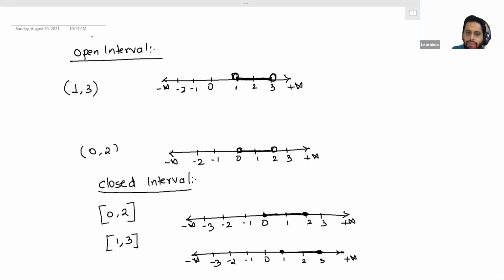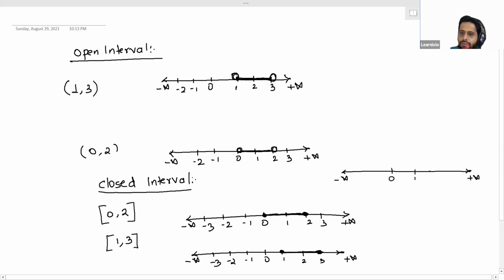Then we have an open half interval. Next is the open half interval. I will just give an example. Suppose we have this number line, minus infinite, plus infinite, and this is 0, 1, 2, 3, -1, and -2. Now, if the solution is like this, 1 is not included, but 3 is included. How can we represent this in the interval form? This is 1, this is 3. 1 is not included, that's why we have written this round bracket. And 3 is included, that's why we have written the square bracket.